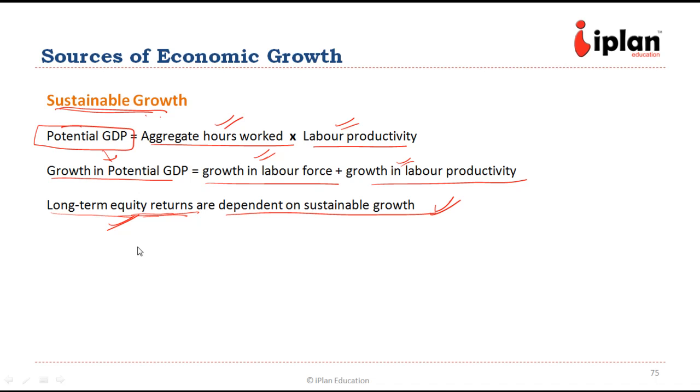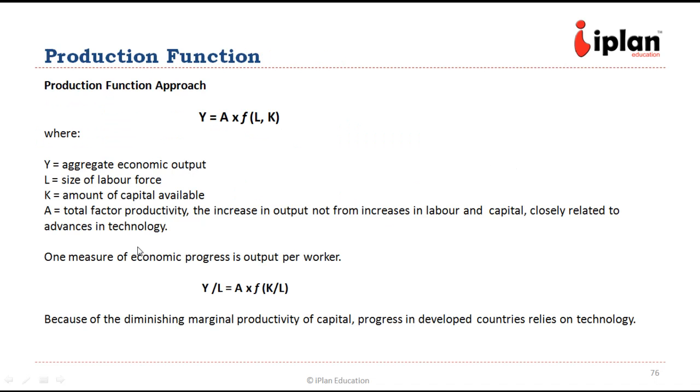Now let us look at one other important concept, the production function approach. Here we are looking at the GDP or the income of an economy with respect to the production function. So what are the components here? Y is the aggregate economic output or GDP. L is the size of labor force. K is the amount of capital available, and A is the total factor productivity.